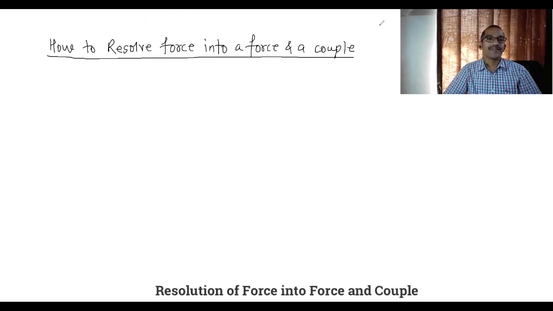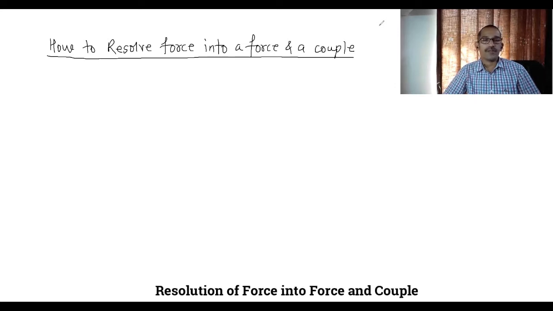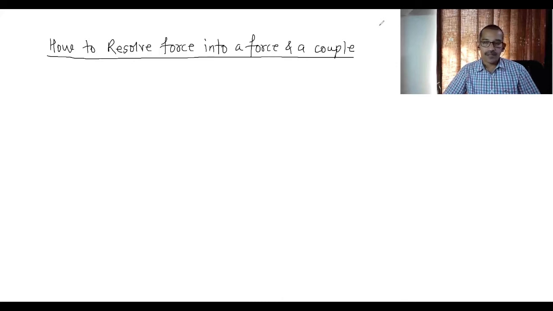Hello students, in this video lecture we will discuss how to resolve a force into a force and couple. In one of the previous lectures, we discussed how to resolve a force into two rectangular components. That means any force is given, then x and y components. If the inclination of the force is given with the horizontal, the horizontal component becomes cos, and the vertical component sine. Or if the inclination is given with the vertical, the vertical component is the cos component and the horizontal is sine.